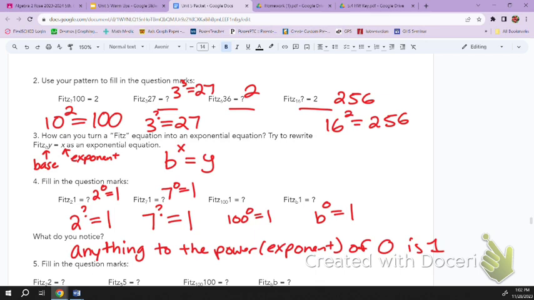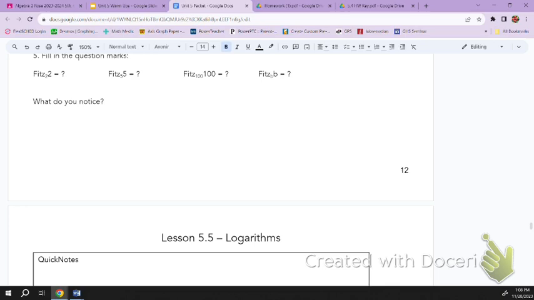Let's have your team look at number 5. You and your team look at number 5 now. They're all 1. Let's check it out. 2 to the power of 1 is 2. Do you agree? Yeah. 5 to the power of 1 is 5. And so on. The exponents are all 1. B to the power of 1 is B. What do we notice?